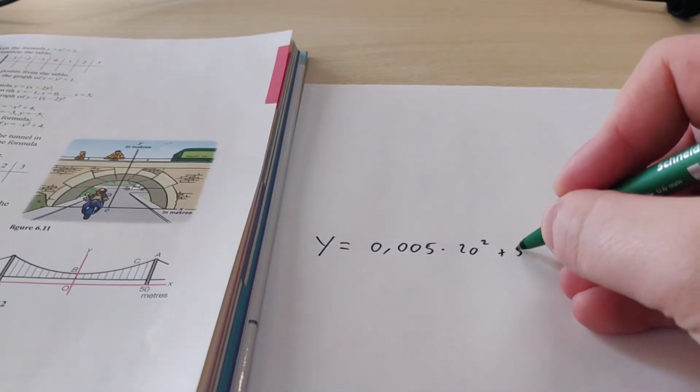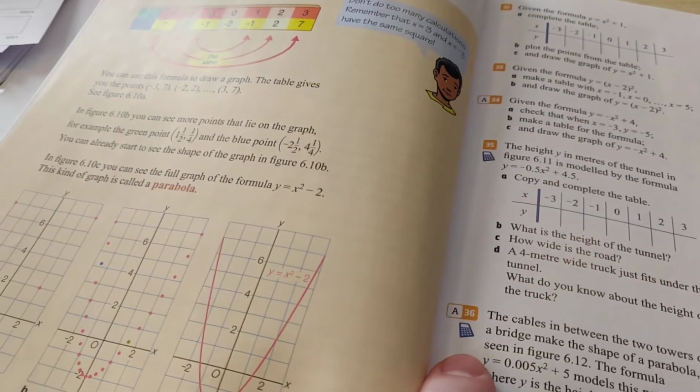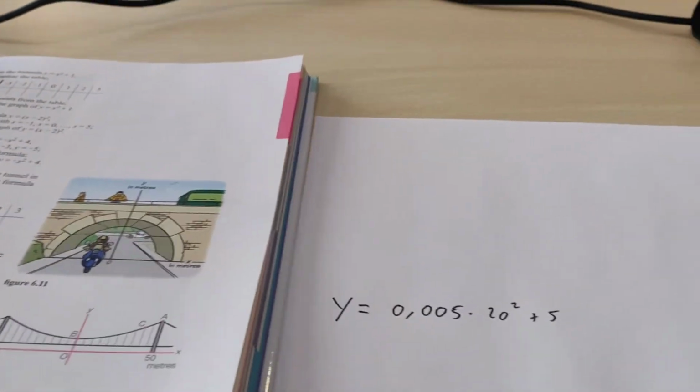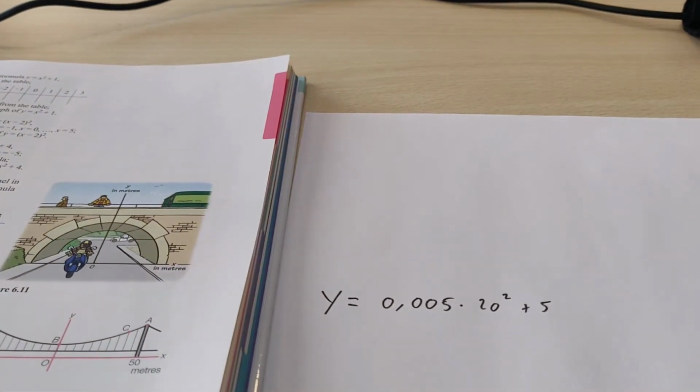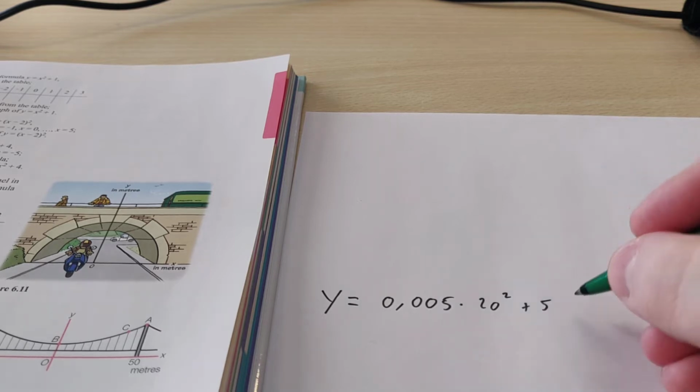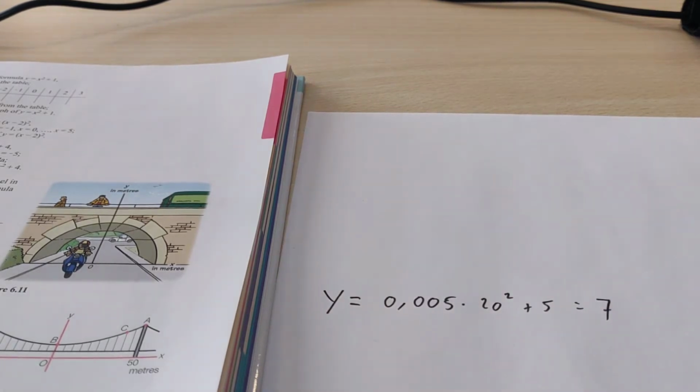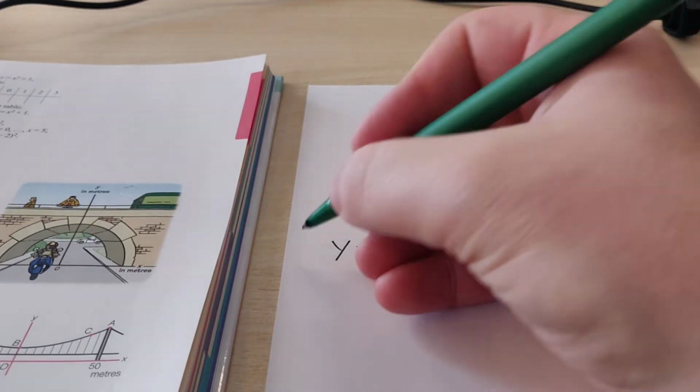And then plus 5. Now, for an exercise like this, you are allowed to use your calculator, right? If you can use a calculator, it says a symbol in front of it. But if you're at home, I can't see when you use your calculator anyway, right? And on a test about this chapter, you are allowed to use a calculator, so you can just use it for everything then. Here I get 7, so that means that y is 7 when x is 20. Okay, this was exercise A.